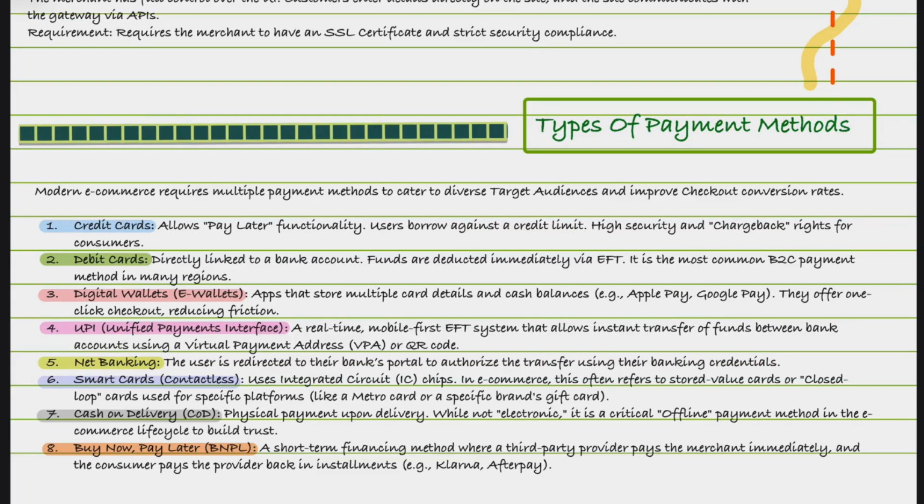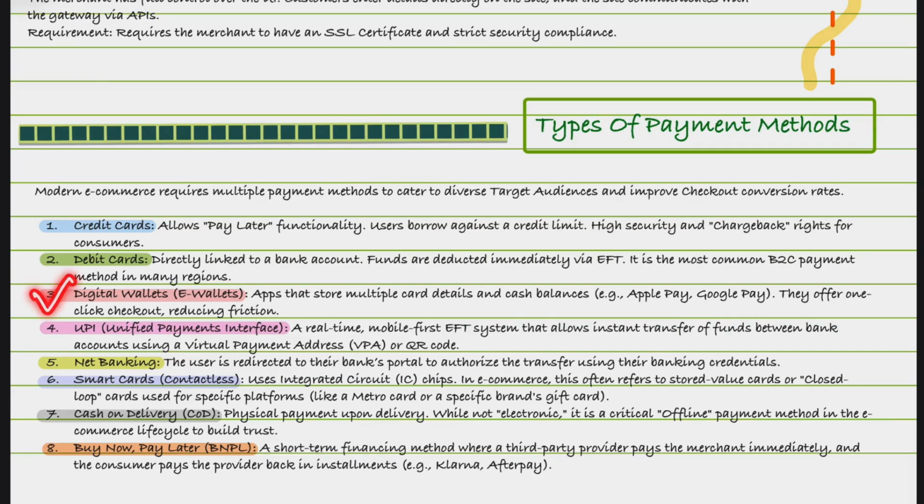A few of these you might have already discussed, like the credit card, debit card, and smart card. These are the payment methods. A credit card allows pay later: the user borrows a small loan from the bank and then pays it later. Then we have the debit card, which is directly linked to the user's account.